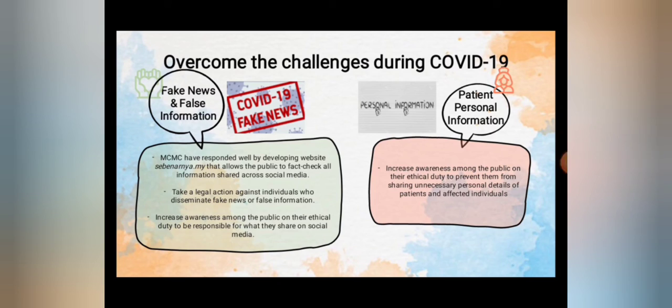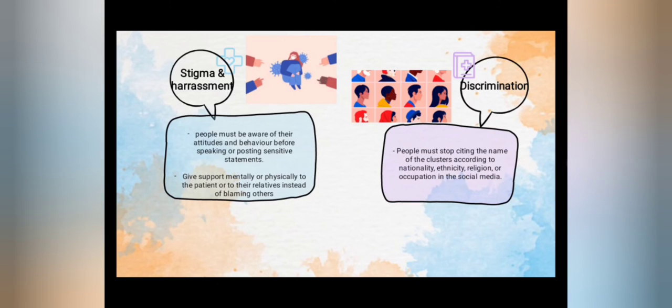Patient personal information must not be disclosed to the public. This can be avoided by increasing awareness among the public to prevent them from sharing unnecessary personal details of patients and affected individuals. Stigma and harassment.